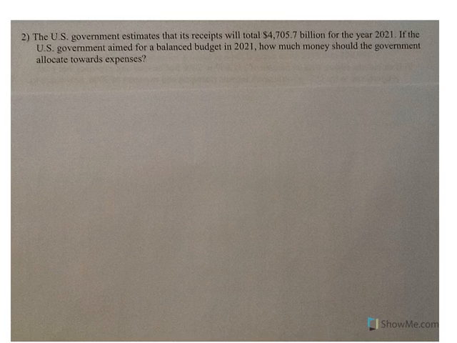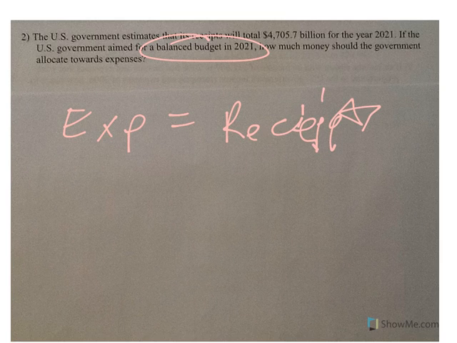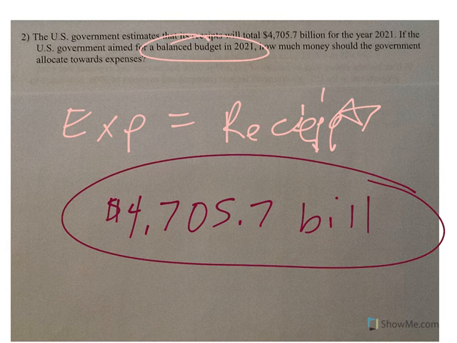Number two, the U.S. government estimates that its receipts, that's how much money coming in, will total $4,705.7 billion for the year 2021. If the U.S. government aimed for a balanced budget in 2021, how much money should the government allocate towards expenses? Now, it is my impression that a balanced budget means that expenses equal the receipts, right? The money coming in is the same as the money going out. So if we want a balanced budget, then we need to shoot for $4,705.7 billion for expenses, because that's how much we're going to take in. So we've got to keep it the same, balanced budget.